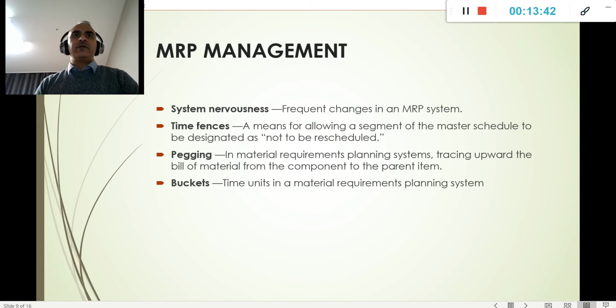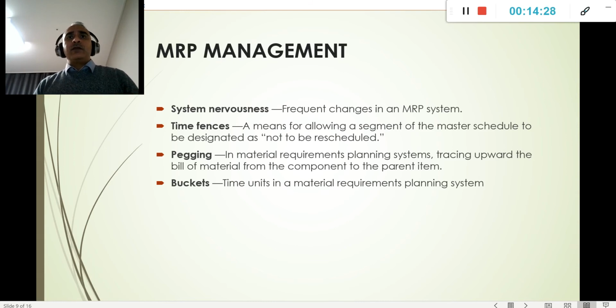Okay. So here we also have the MRP management. Let's talk about them. First of all, system nervousness, which is frequent changes in an MRP system. System nervousness should not happen. Of course, we understand that the demand and the supply change, but the more organized we have the production system, the fewer changes should be affecting our production. We also have time fences, which allow a segment of the master schedule to be designated as not to be rescheduled. So there are certain periods that should not be rescheduled. They should always be managed on time. And that again goes together with the system nervousness. If we have a robust system, we shouldn't experience it this much.